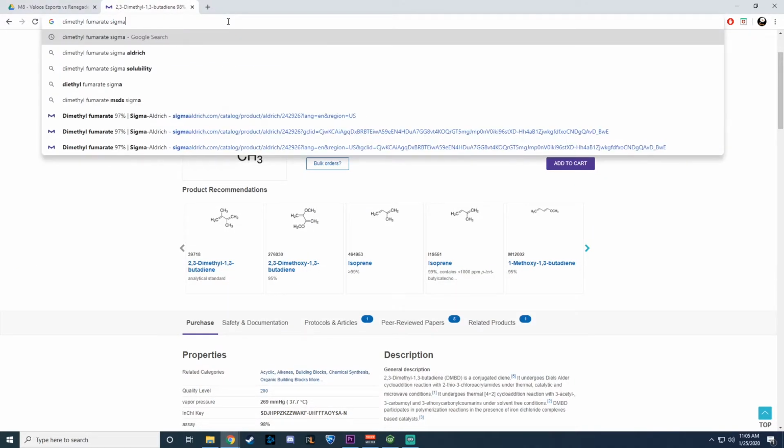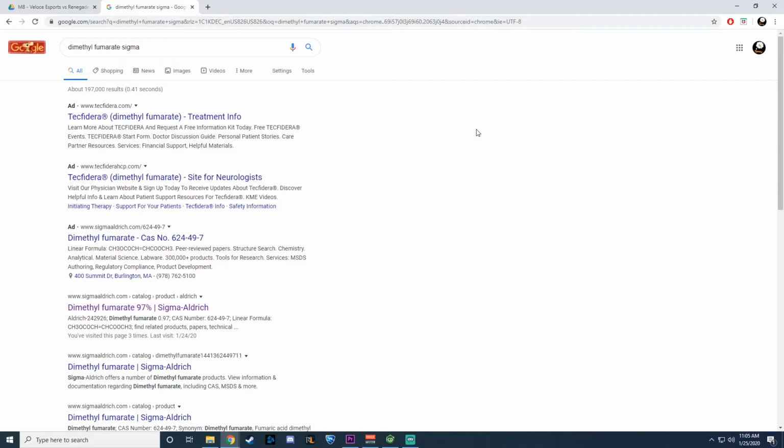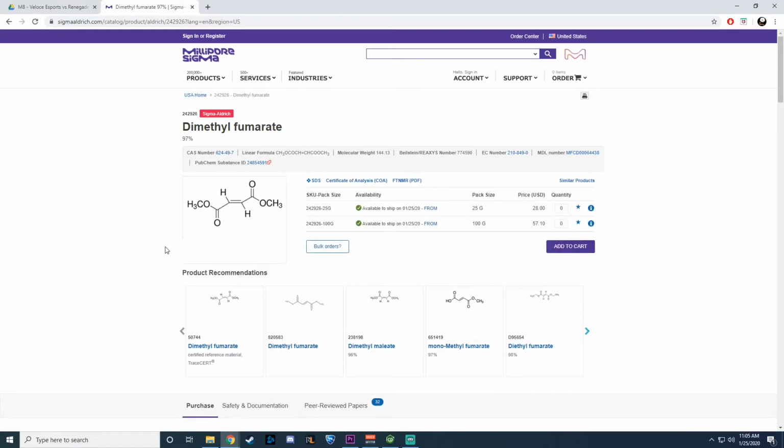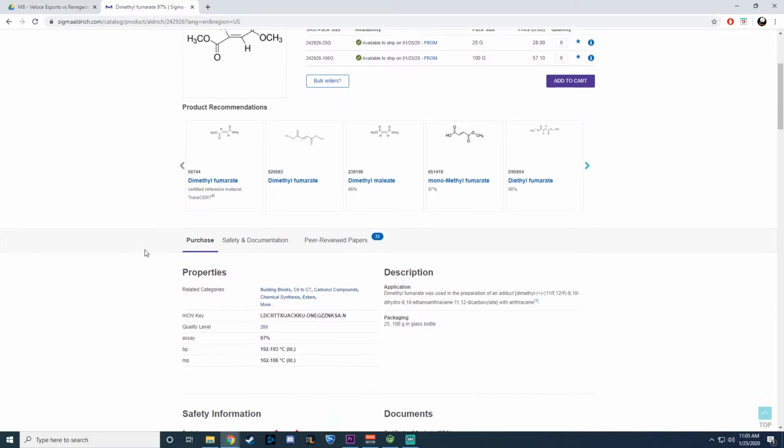Same thing, look it up with the word sigma next to it, and you'll see here it is, dimethyl fumarate, Sigma Aldrich. Go ahead and click on that. And same thing, although sometimes you see that the structure that they have on here looks a little bit funny. I'm not exactly sure why, but this is the right thing. And so once again, you have your CAS number, you have your molecular weight, and if you scroll down, you have your properties, boiling point, melting point.